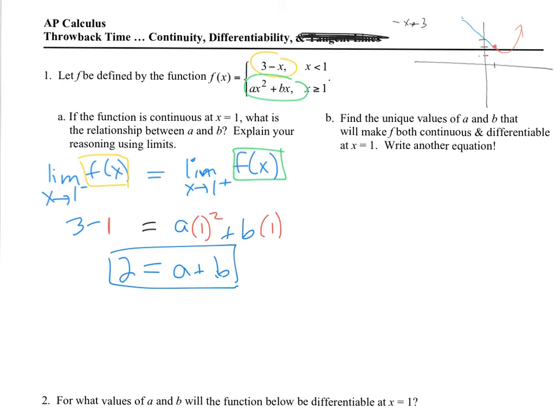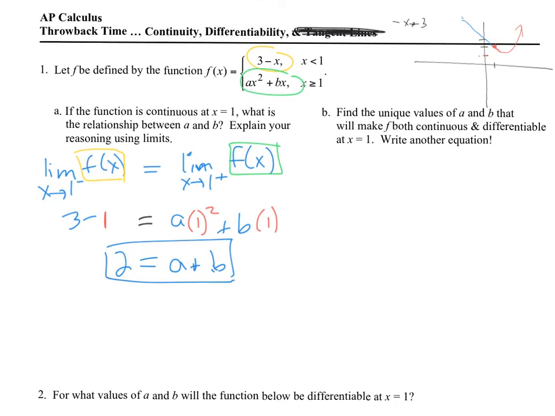I can't do anything else with that until I've got a second equation, because I've got 2 variables, 2 unknowns. So I either need to solve for one variable using a different equation that only has one variable, and then come back and substitute it in, or I need to make a system of equations. So let's go over to B here.